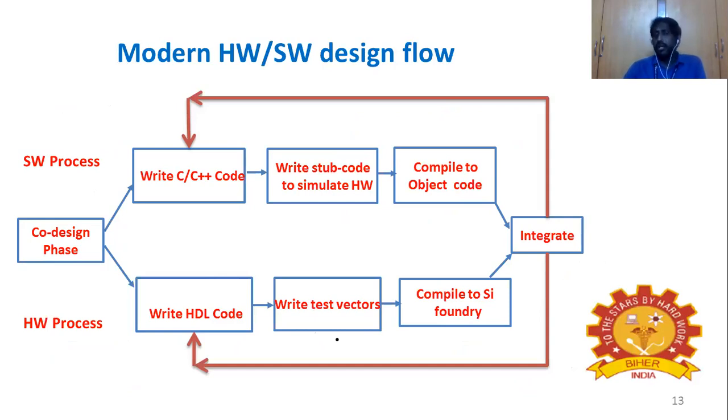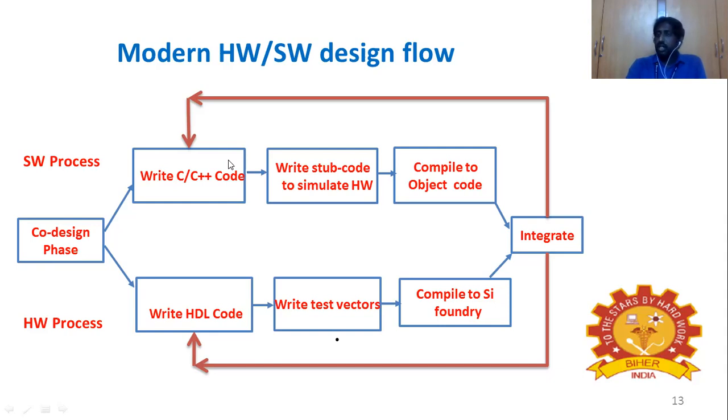So this is the modern hardware software design flow. You can see this is an iterative process. It's a core design phase. In the software process, we need to write C or C++ code. You are writing an application program with the help of the languages C or C++.